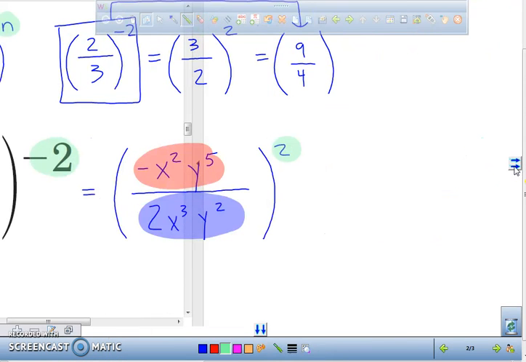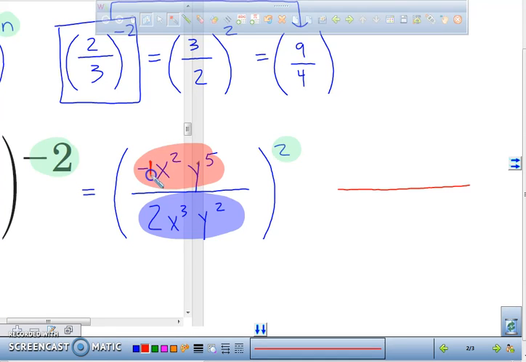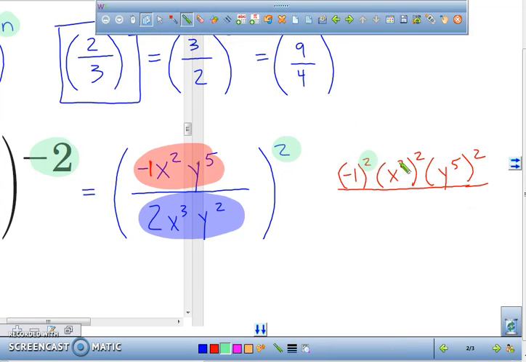All right, now that we have this written down in our journal, this power of 2 is going to be applied to every single number inside here. So I'm just going to focus right now, everybody, just on the numbers in the numerator. Even though you can't see it, that's a -1. So I'm going to say -1 squared. Then x squared, raised to the power of 2. Then y to the 5th raised to the power of 2. Understand, every single number and every single variable, I've applied the power of 2 in the numerator.